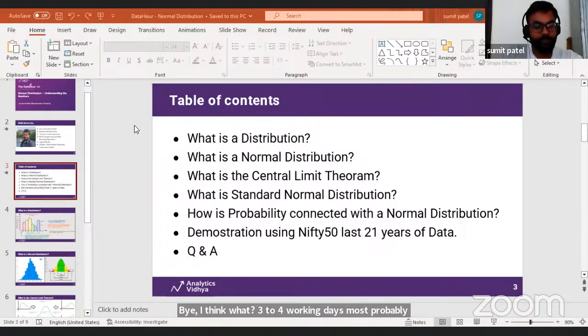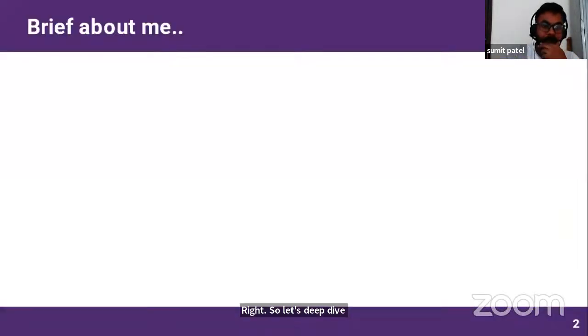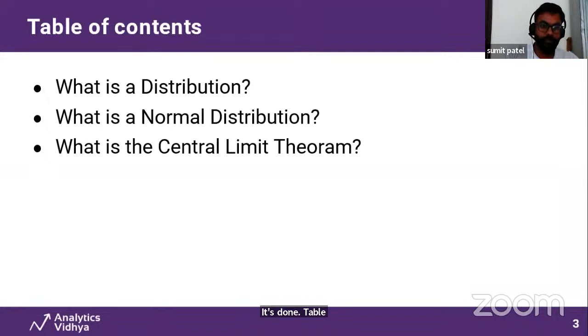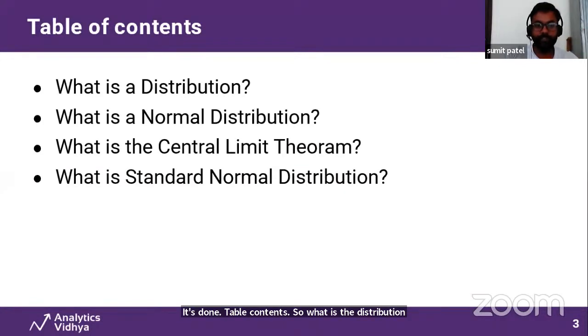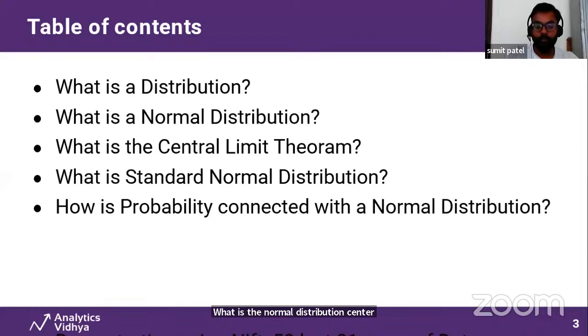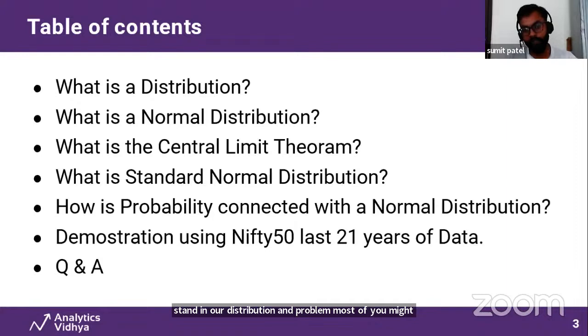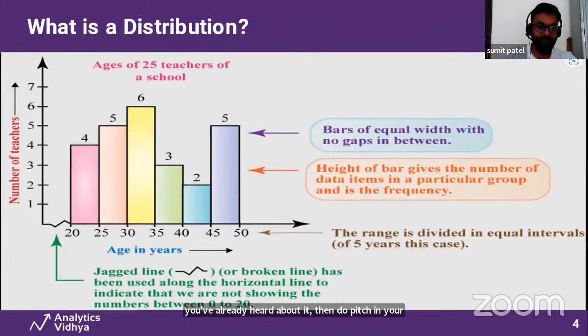Right, so let's deep dive. Table of contents: what is a distribution, what is a normal distribution, central limit theorem, standard normal distribution, and probability. Most of you might have heard of these terms. If you have not heard them, don't worry, we'll go through these in detail. And if you have already heard about them, then do pitch in your thoughts. If you think something can be added or subtracted, feel free to put it there.